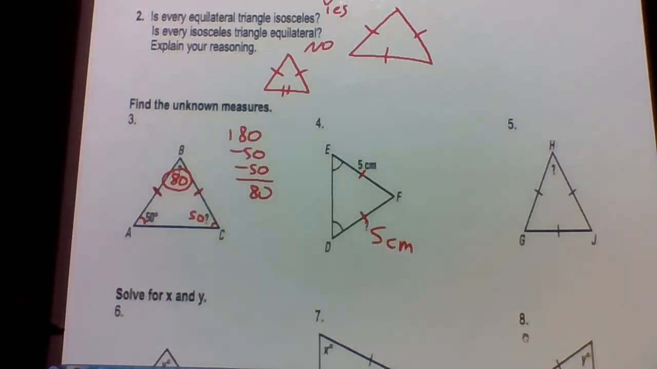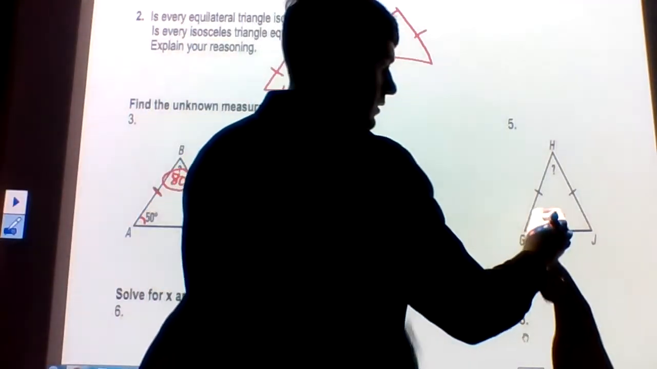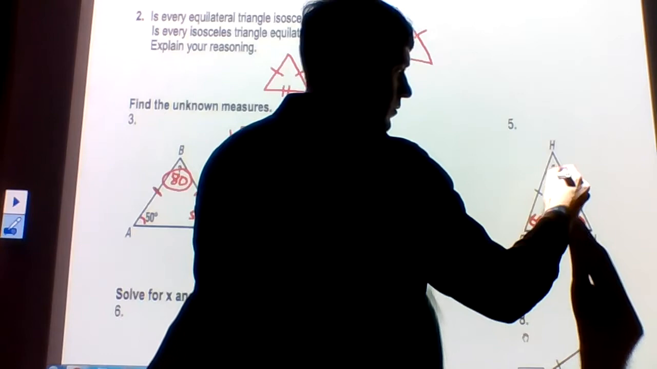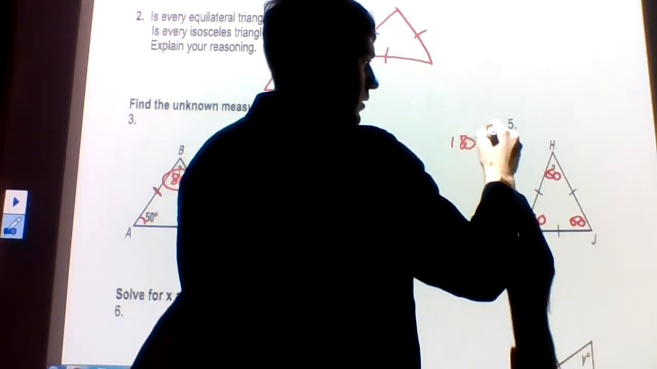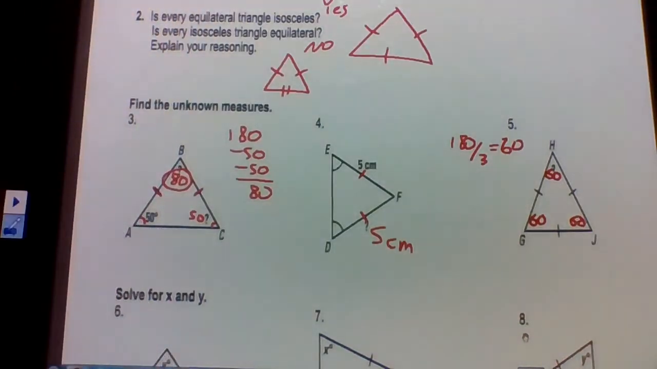Number 5, we have three sides congruent, so we have an equilateral triangle. So we know the measures of an equilateral triangle, just like in number 1, are going to be 60, 60, and 60, right? Because 180 divided by 3 is 60. 60 plus 60 plus 60 is 180.